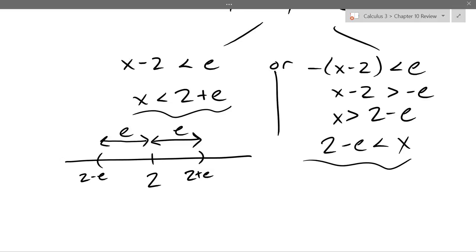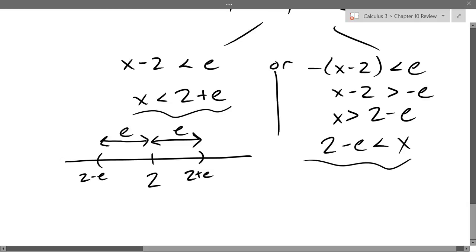If I scroll up a little bit. 2 plus e, that means start at 2 and then go e to the right. We know e is positive, so go e to the right. 2 minus e, start at 2 and go e to the left. So think about that as 2 is where we're centered, and we're going to go e this direction, e that direction. So when you see this sketched out, it's a little more obvious why we might call e the radius.